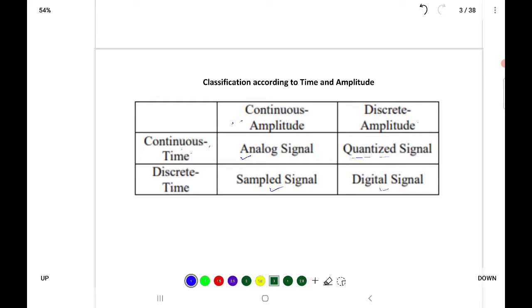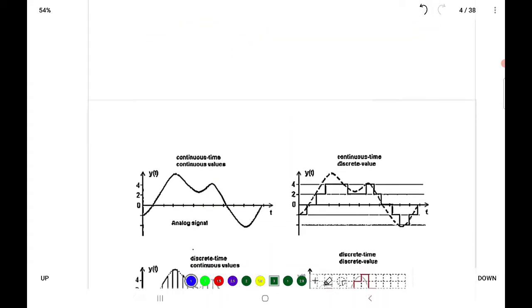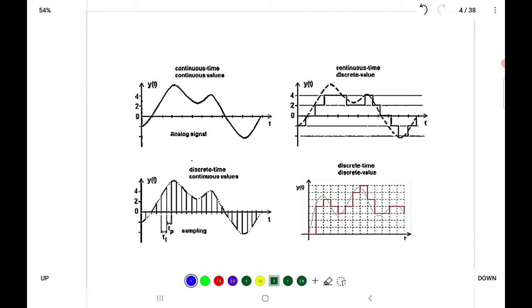Let's just explain it a little bit by using some graphs. What you have here, the one to the left, this graph, you observe that the time is continuous and the amplitude is continuous. What does it mean? It means at any instant of time, you can find the amplitude, and the amplitude can take any value. There is no restriction on the amplitude. You just take any values.